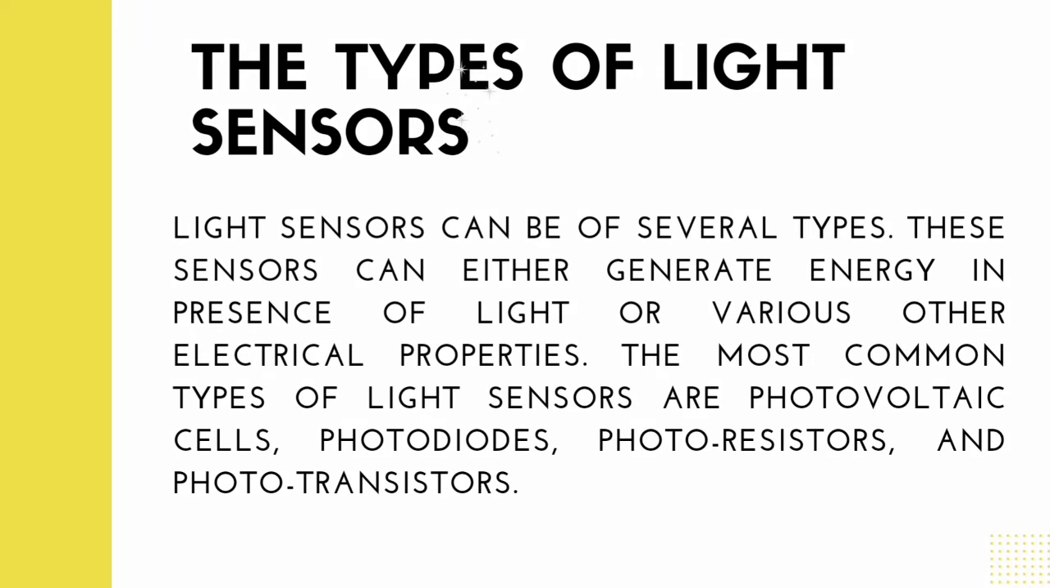The types of light sensor. Light sensors can be of several types. These sensors can either generate energy in the presence of light or vary other electrical properties. The most common types of light sensor are photovoltaic cells, photodiodes, photoresistors, and phototransistors.